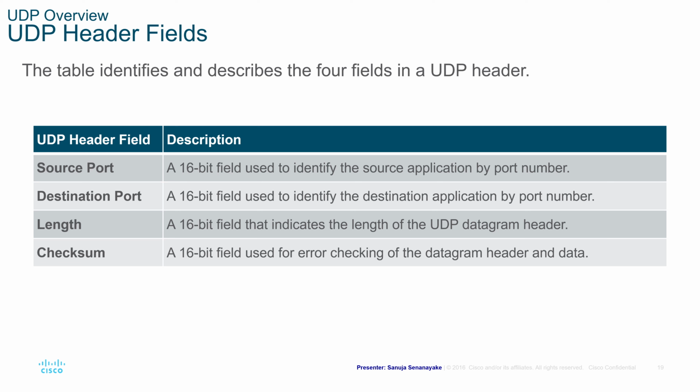The source port and destination port are the same as TCP. They are 16-bit fields to identify the source and destination application by port number. The length is similar to TCP, not exactly the same, but it still has that length field. In this case, it is a 16-bit field that indicates the length of the UDP datagram header. And the checksum, again, is similar to the TCP header. We have the 16-bit field used for error checking the datagram header and data.